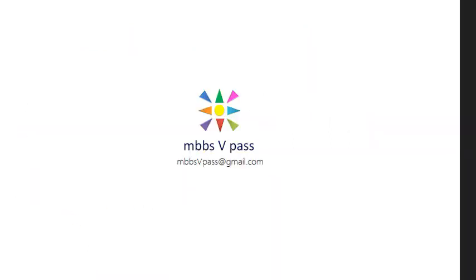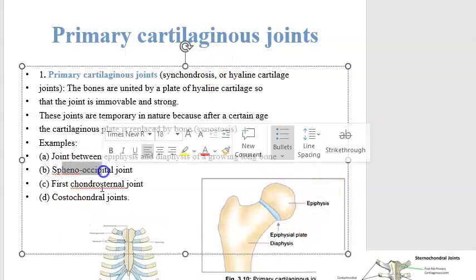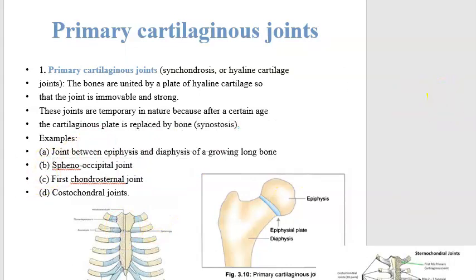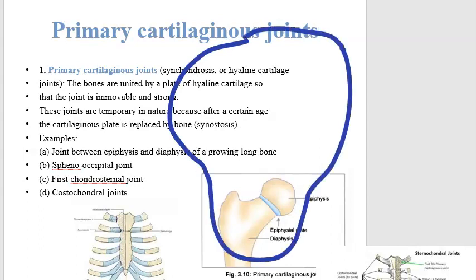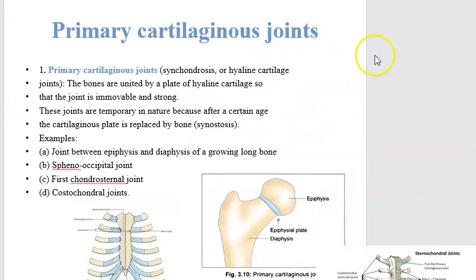Now, what are the examples of primary cartilaginous joint? We already know one. Which one? Between the epiphysis and the diaphysis. Very good. Then you have the spheno-occipital joint. That is in your head. So here is that skull. Somewhere inside here the sphenoid, the occipital at the back, is the spheno-occipital joint. Okay, people. Somewhere inside your head. It's all in your head.